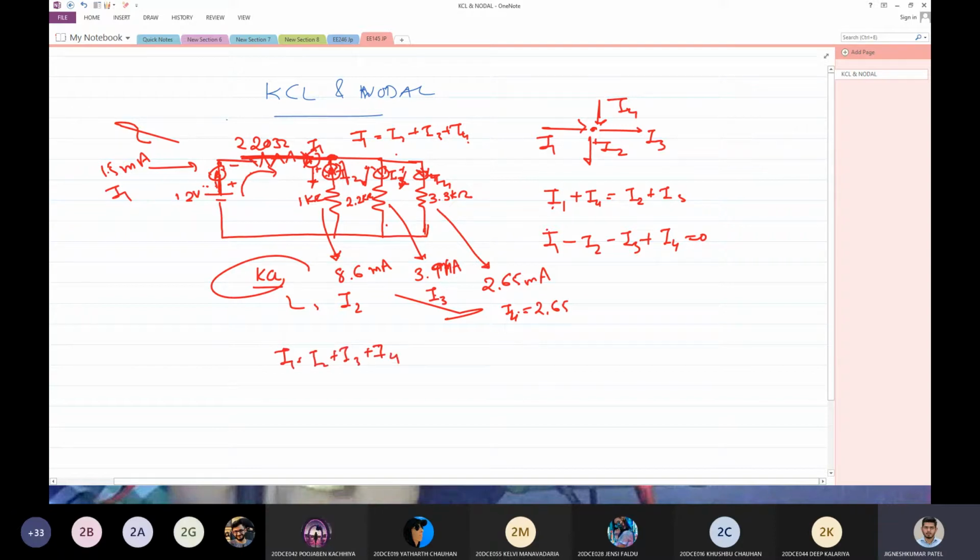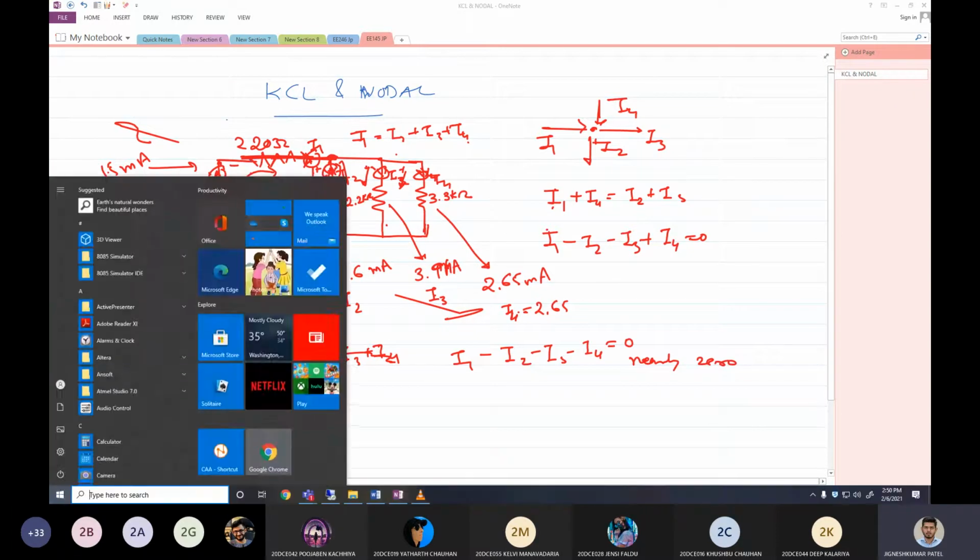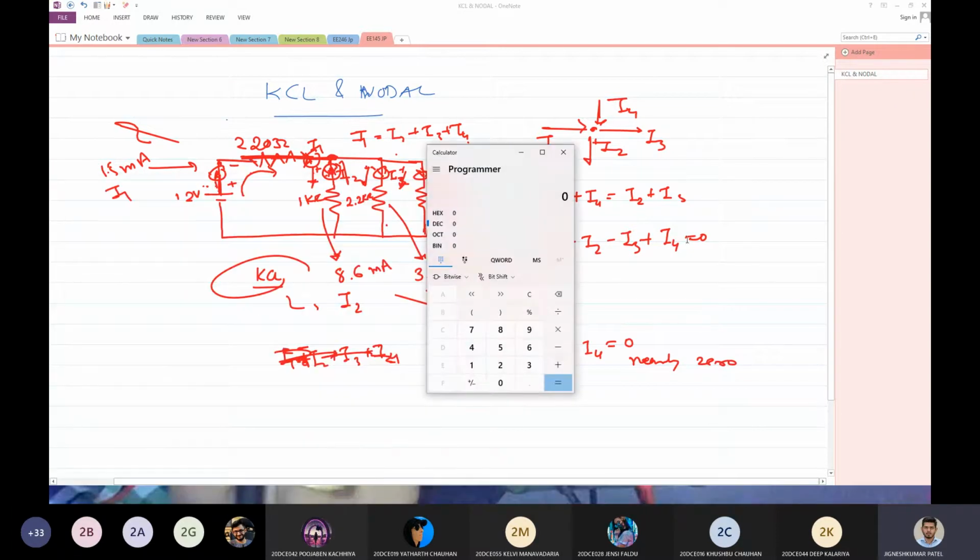We have to verify that. Or what you can do is verify I1 minus I2 minus I3 minus I4. You will end up with 0. Either it will be 0 or nearly 0, as there might be some errors due to the measurement. Okay, so now let's check that.